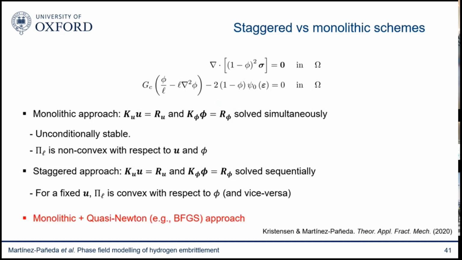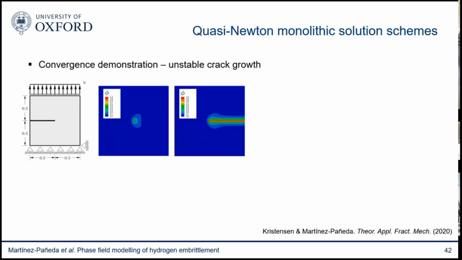However, what we believe is that the best approach to take here is to combine monolithic approaches and quasi-Newton methods. These are methods like the so-called BFGS solution scheme. Staggered and monolithic are both fine, and this is what most people do, but I believe that this combination is the best approach. And when we combine these two, we get a solution that is unconditionally stable. We can use very large time increments and it is very robust. Let me show you some examples.